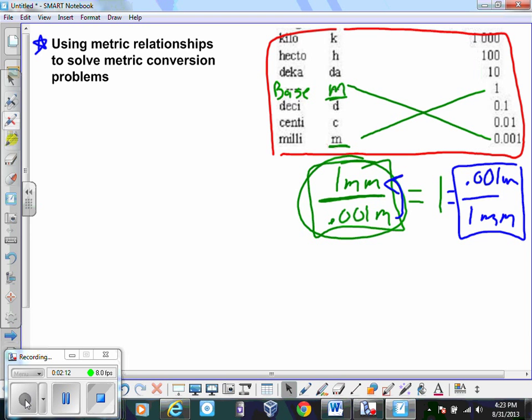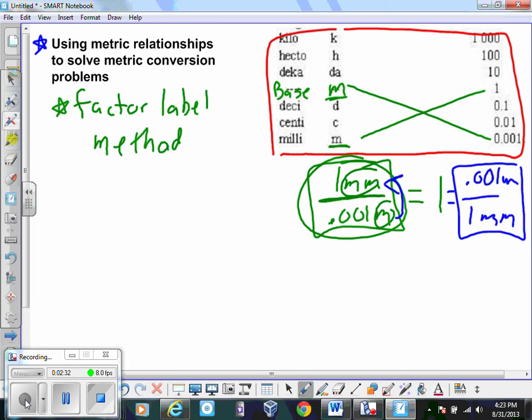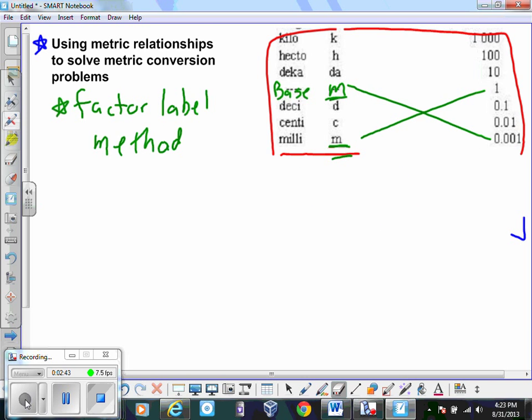Now, why would we want to flip it upside down? Well, remember that this is called the factor label method, or I like to call it factor out the label method, because we're going to want to factor out these labels here and leave our number with the label that we're going for at the end of our conversion. Okay, so let's see how this works. We're going to give ourselves a couple of problems and see if we can work on them together.